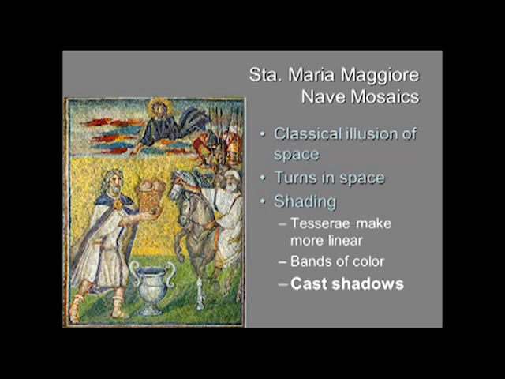But let's also look at the classical illusion of space. Melchizedek appears to stride forward, and he appears able to turn in space. His weight rests on his forward leg, and he's reaching across his body as he holds up this basket of bread. And the shading is accomplished by bands of tesserae. You can see this, of course, on the figures. Melchizedek seems to have folds in his tunic. His feet turn. One seems to be a little bit foreshortened even.